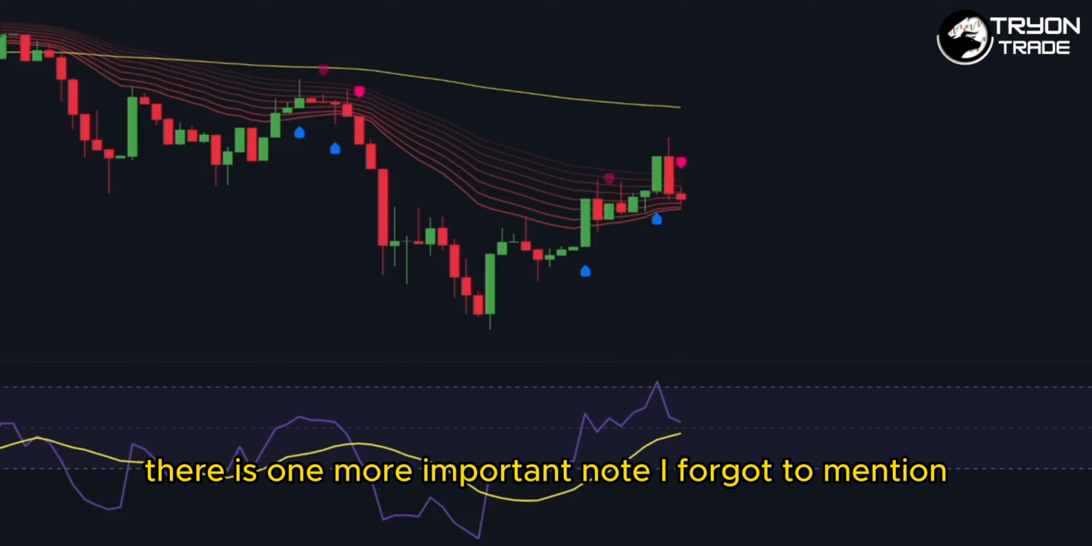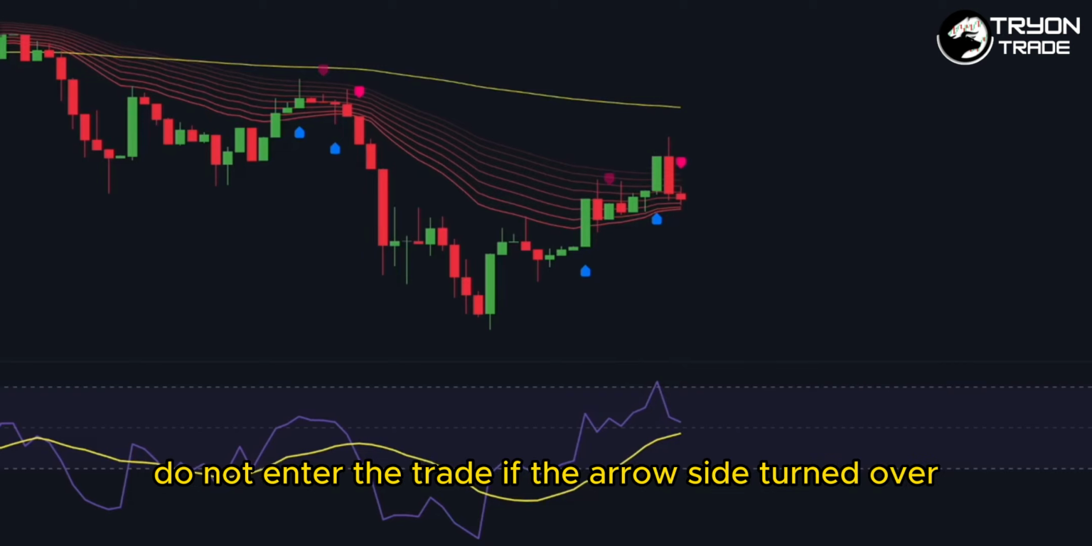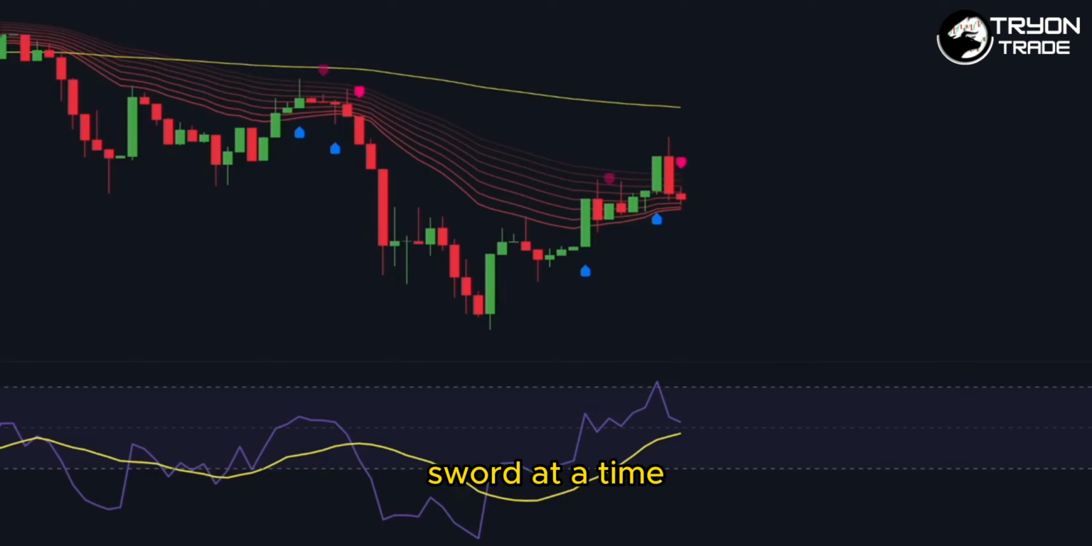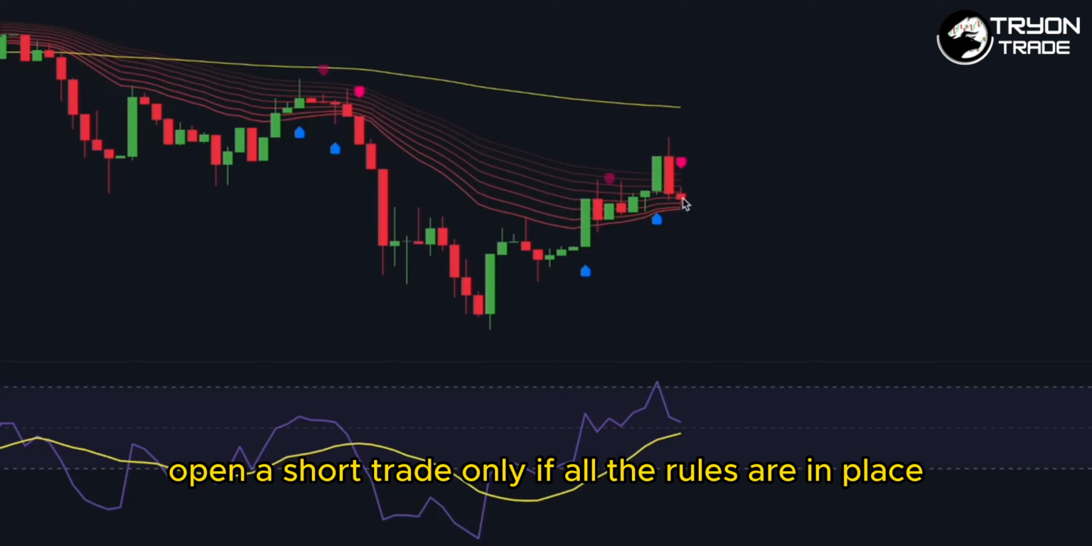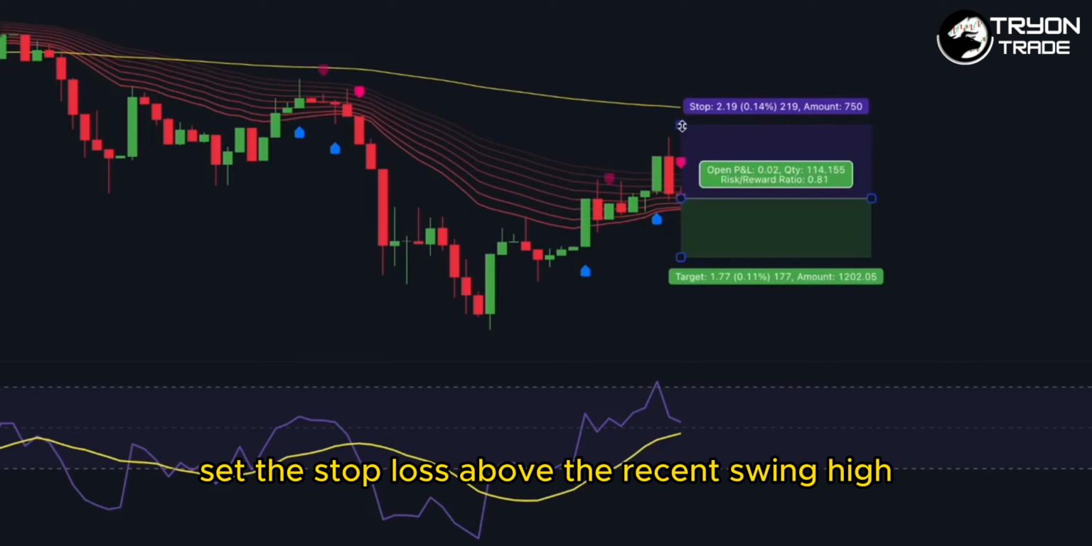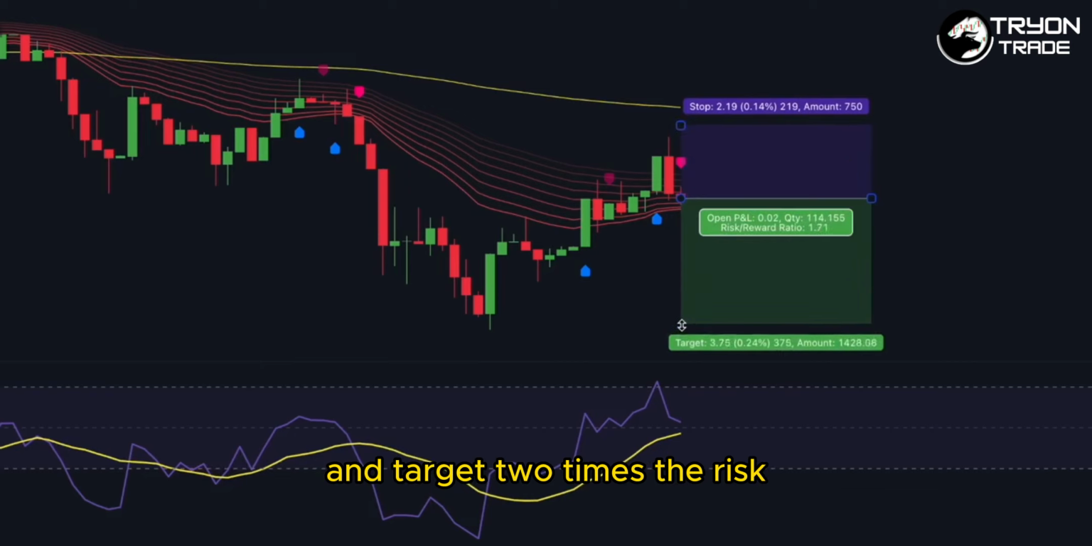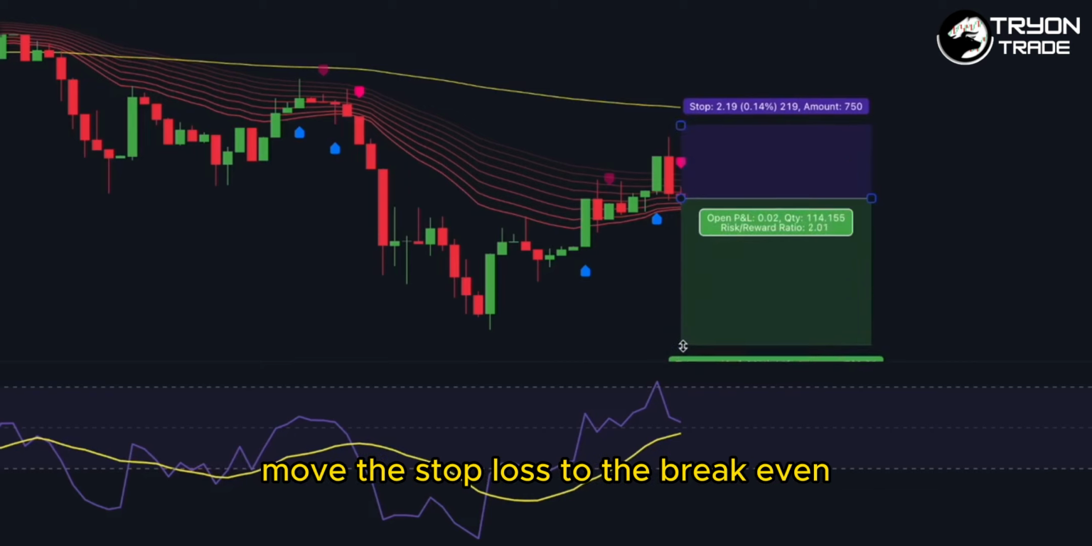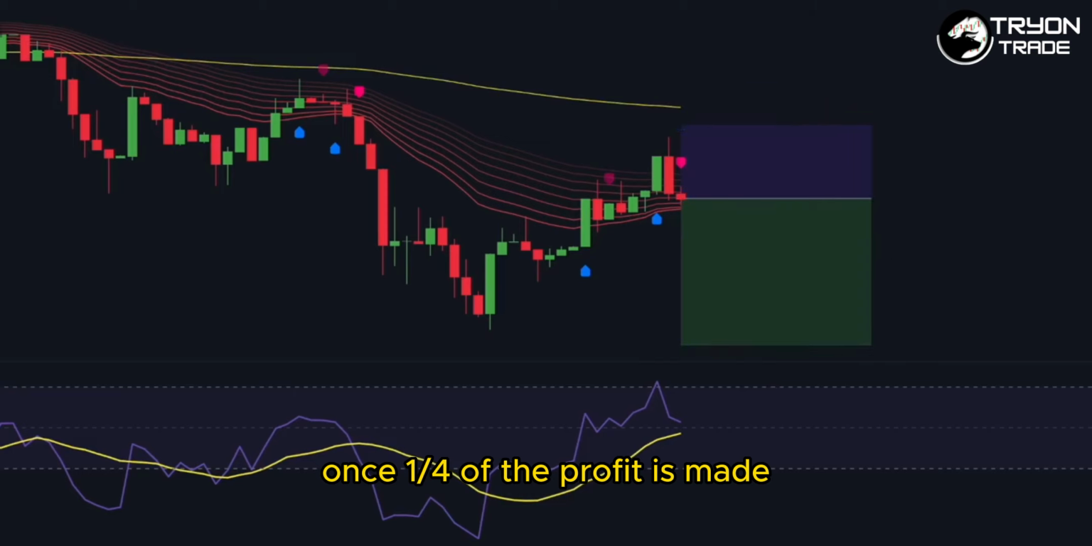There is one more important note I forgot to mention. Do not enter the trade if the arrow turned over at the time of the sell signal. Open a short trade only if all the rules are in place. Set the stop loss above the recent swing high and the target at 2 times the risk. Move the stop loss to break-even once 1/4 of the profit is made.